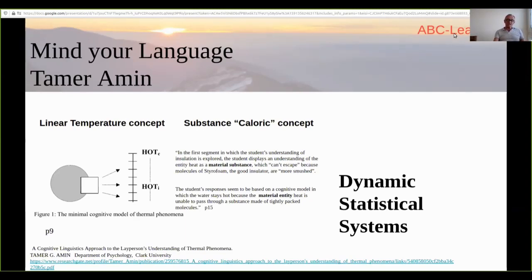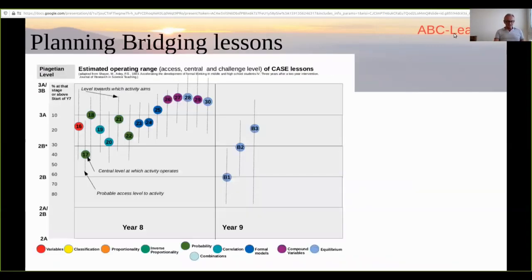Tamer Amin criticized a lot of the secondary and early college textbooks, that they kept using the substance concept, where they should have been moving much more towards dynamical statistical systems. Let's see how that plays out in the lessons.